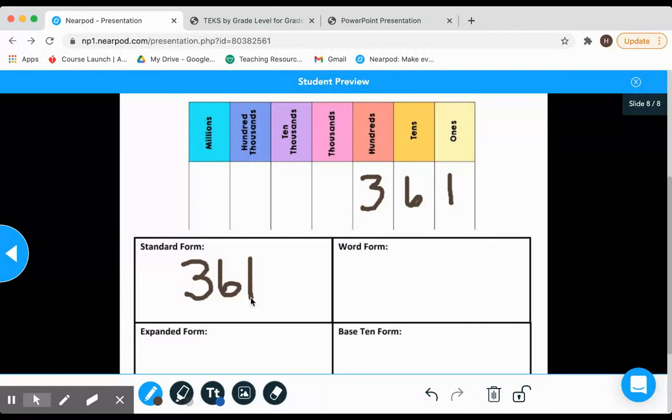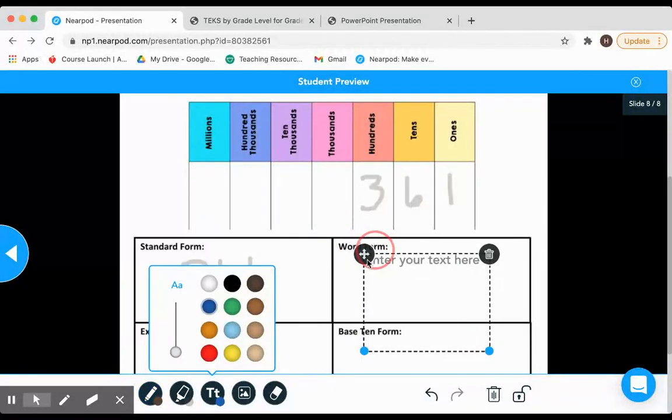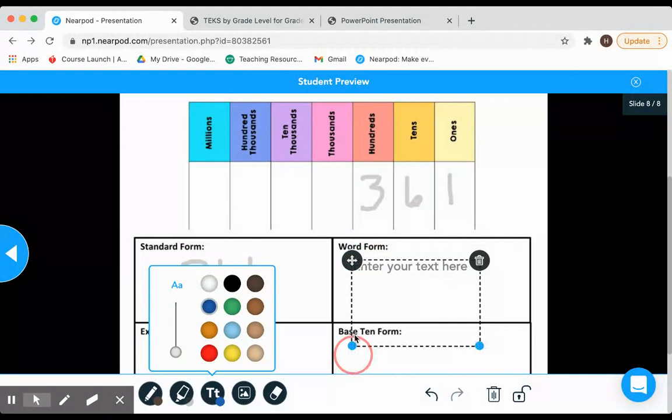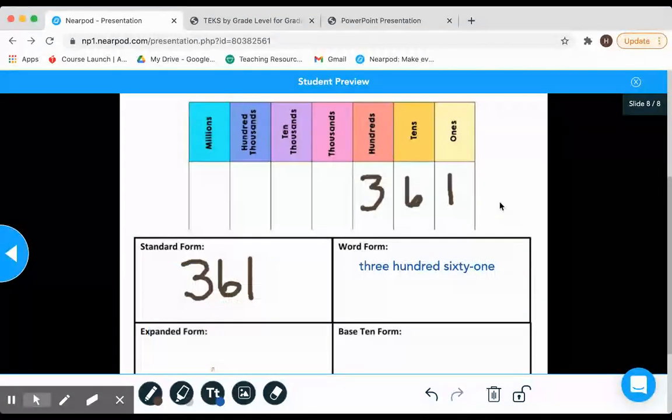Word form is spelling out the number exactly as you would say it. So I wouldn't say 300s, 6 tens, 1 one whenever I say this number. I would say 361. And so that's exactly what I'm going to write. You read that number exactly as it's supposed to be said, and that's exactly what you write. 361. There you go, word form's done. Exactly how I would say it.